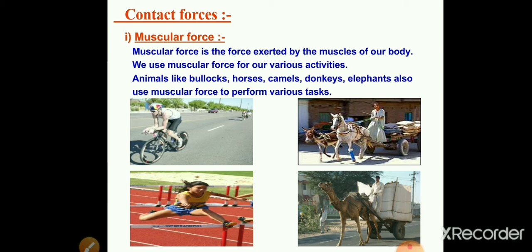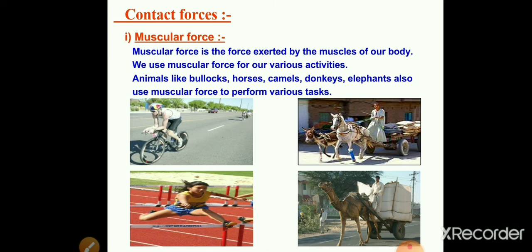For example, bullocks are used for ploughing fields. In the same way, horses are used for moving carriages, the horse cart. Next, donkeys and camels are used for carrying heavy loads, and elephants are used for moving heavy logs in some jungles, right?